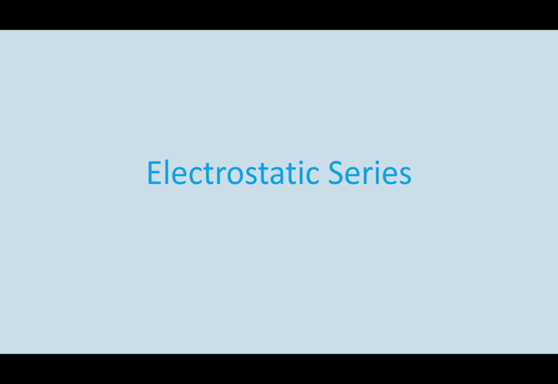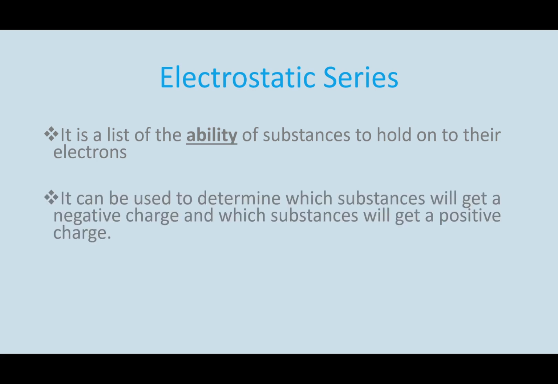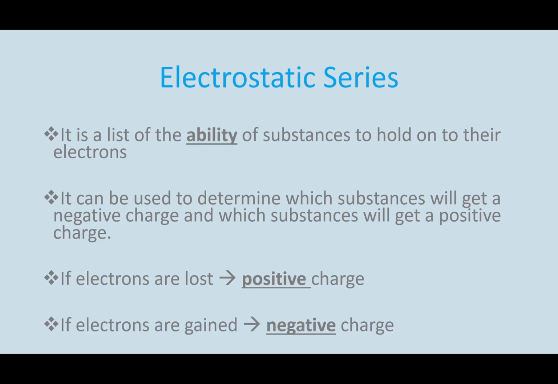The electrostatic series is a list of the ability of substances to hold onto their electrons. Basically, it's a list of how well a substance can hold on to electrons. This can be used to determine which substances will get a negative charge and which will get a positive charge when you rub them together. Remember, if electrons are lost, you're going to have a positive charge because you're getting rid of negatives. And if electrons are gained, you're going to have a negative charge because you're gaining negatives.